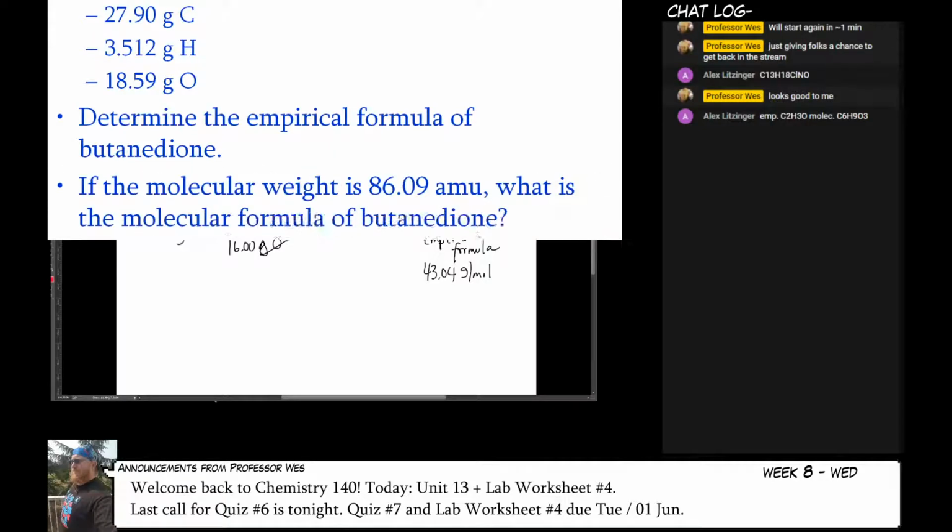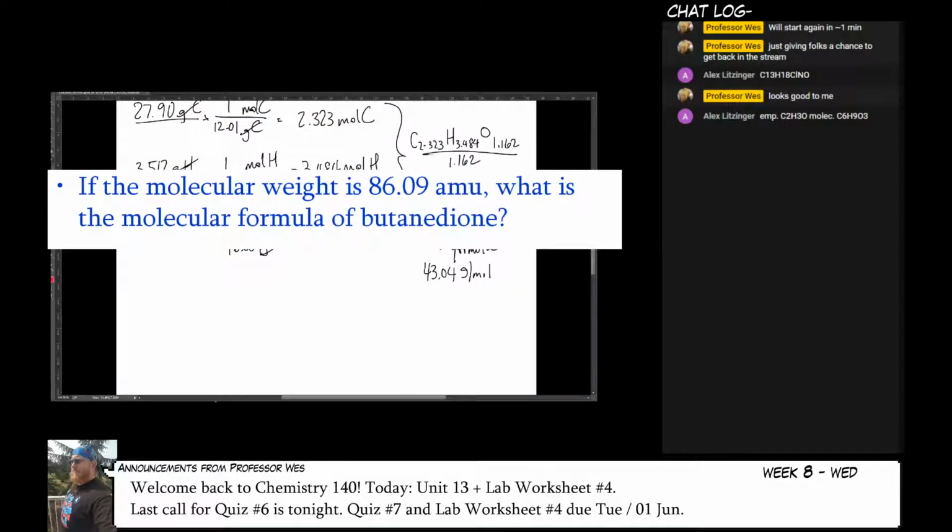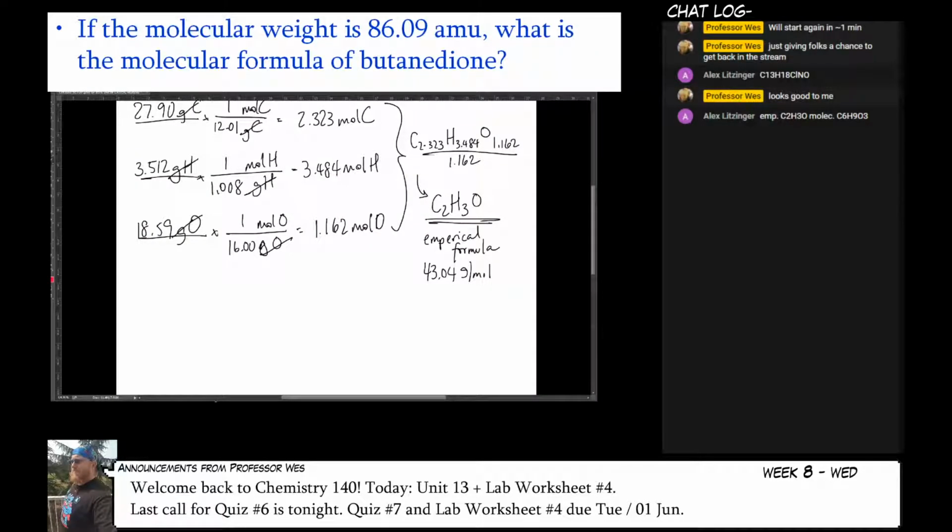But according to the problem statement, what I actually put into the detector has a mass of 86.09. So the molecular mass divided by the empirical mass will give me the multiplier, because they're not the same. So we'll punch that into the calculator. 86.09 grams per mole, same as AMU. When I divide 86.09 by 43.04, I get 2. So this is my multiplier.